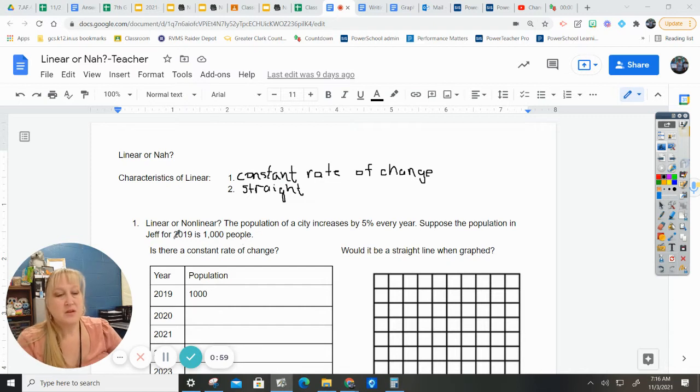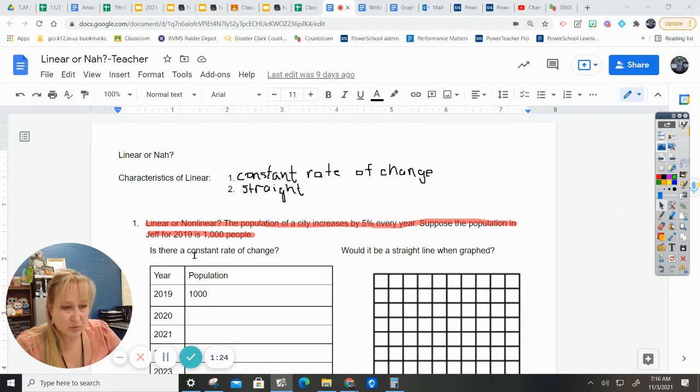Okay, so let's talk about this problem. It says linear or nonlinear. The population of a city increases by 5% every year. Suppose the population in Jeff for 2019 is 1,000 people. So we need to find out if there's a constant rate of change, because that's the first thing. And then we need to determine if it's a straight line.